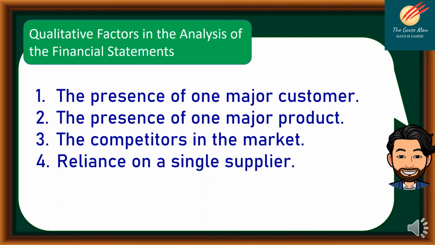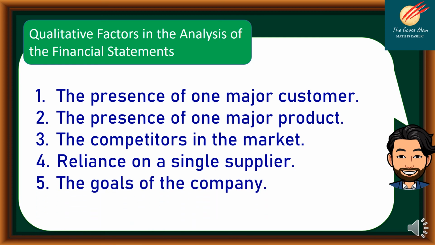Number four is the reliance on a single supplier. Does the company rely on a single supplier? If it does, it may experience a decline in revenues when there are anticipated shortages of raw materials or merchandise. Finally, the goal of the company. The company may or may not be returning earnings to the shareholders because of expected future expansion that will be financed from internal source funds.